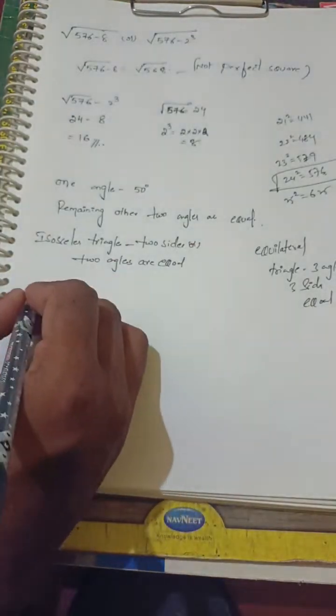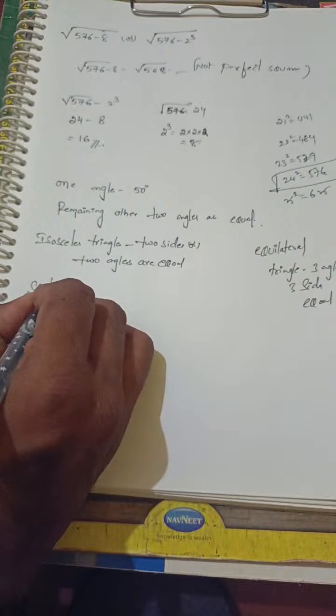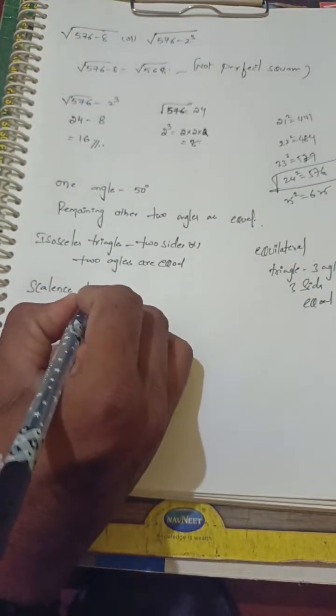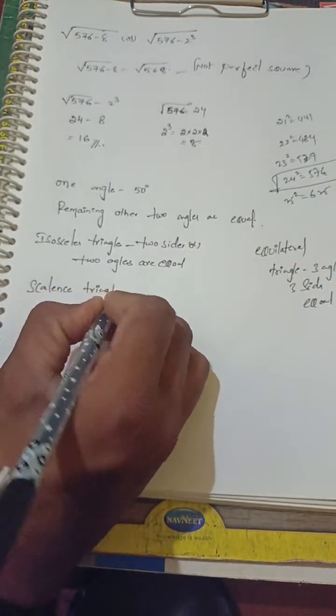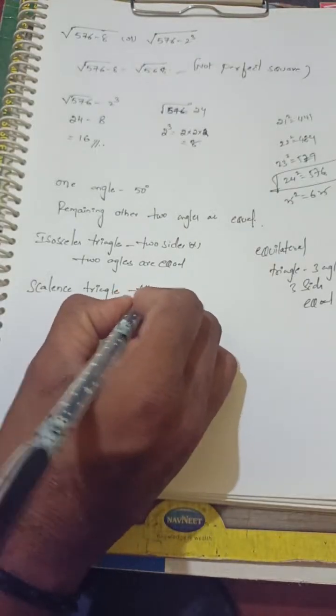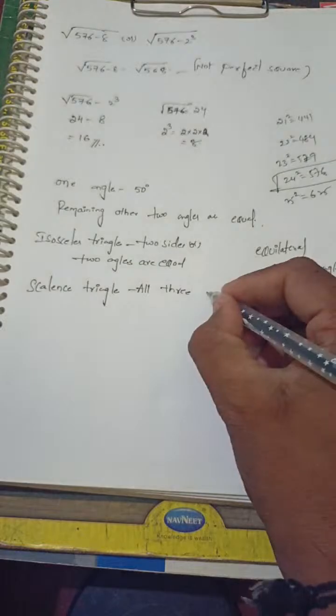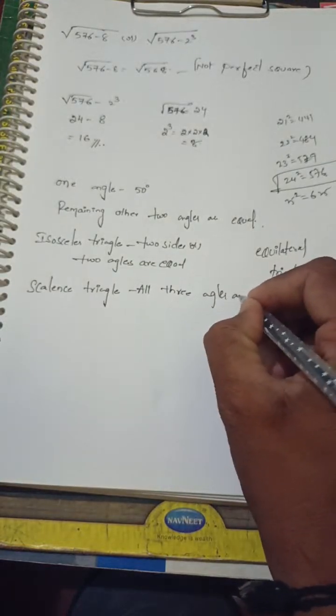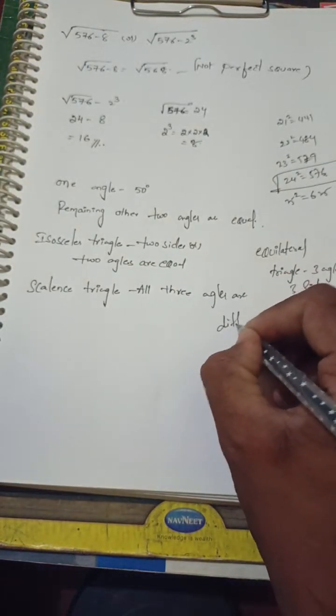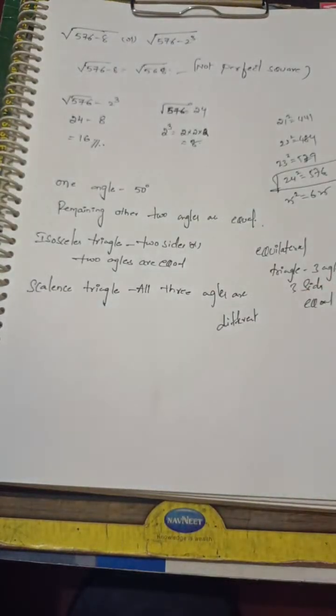And the next one is scalene triangle. In the scalene triangle, all the three angles are different. All the angles are different.